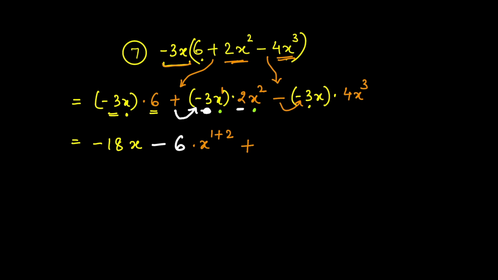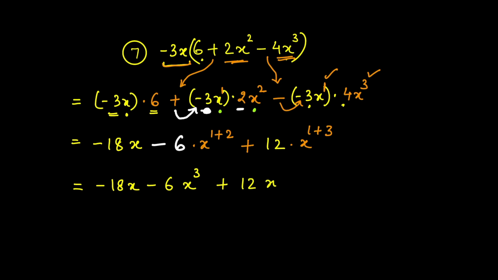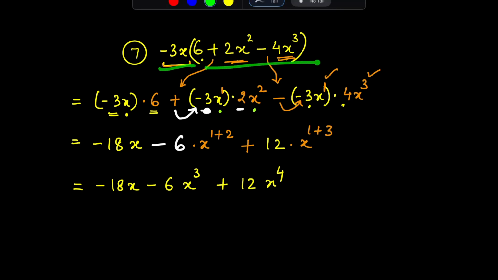Then this minus times minus is plus. Then we write this 3 times 4, which is 12, and then we go to the variable x, no power is again given, so power should be taken as 1. So times x to the power, this power 1 and 3, so we add it, 1 plus 3. So we write the next step now: minus 18x, minus 6 x cubed, so 1 plus 2 is 3, and then plus 12, and x to the power 1 plus 3, which is 4. So this is the way we get the answer when the monomial is multiplied with a trinomial.